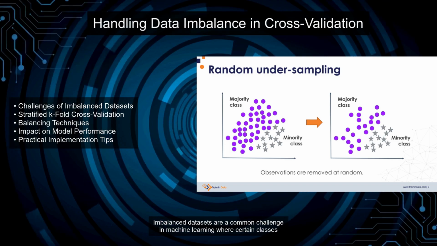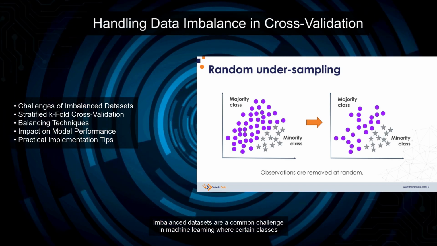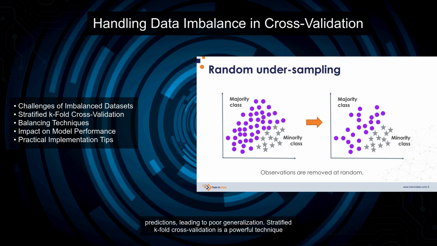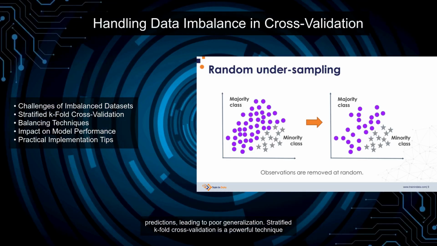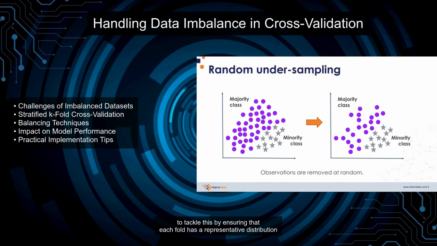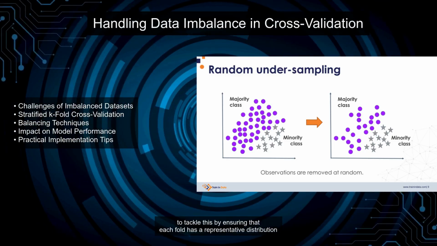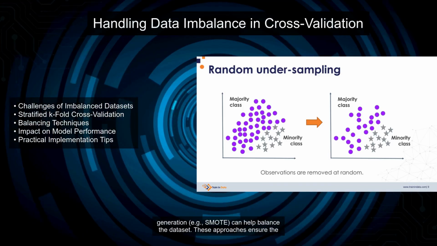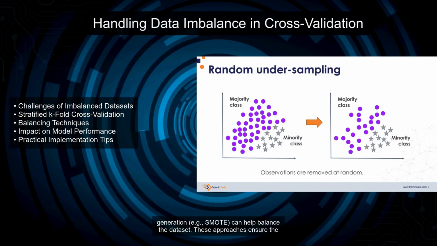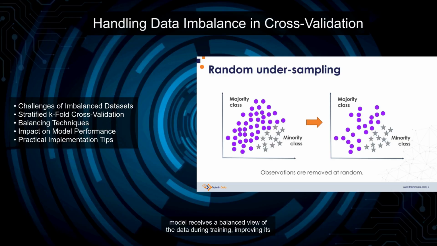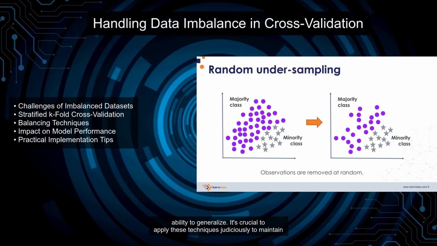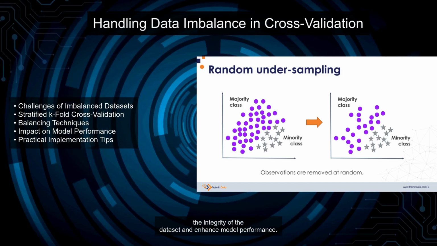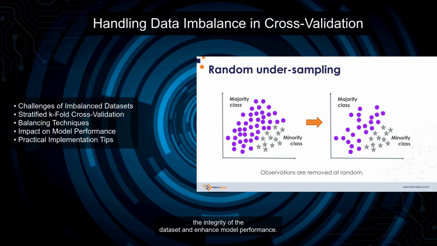Imbalanced datasets are a common challenge in machine learning where certain classes have significantly more samples than others. This imbalance can bias the model's predictions, leading to poor generalization. Stratified k-fold cross-validation is a powerful technique to tackle this by ensuring that each fold has a representative distribution of class labels. Additionally, techniques like oversampling, undersampling, or using synthetic data generation, for example, SMOTE, can help balance the dataset. These approaches ensure the model receives a balanced view of the data during training, improving its ability to generalize. It's crucial to apply these techniques judiciously to maintain the integrity of the dataset and enhance model performance.